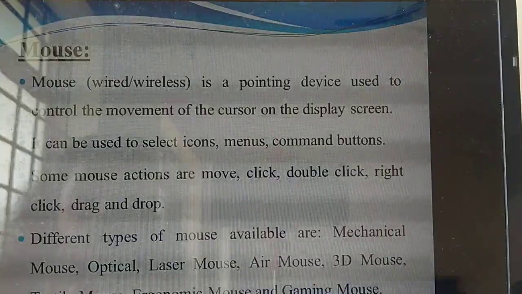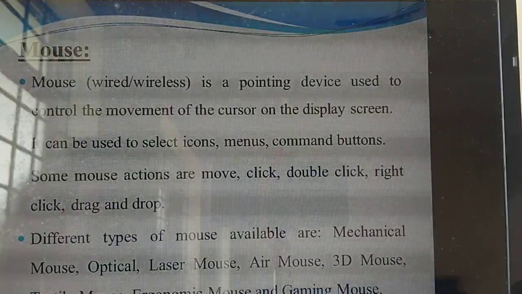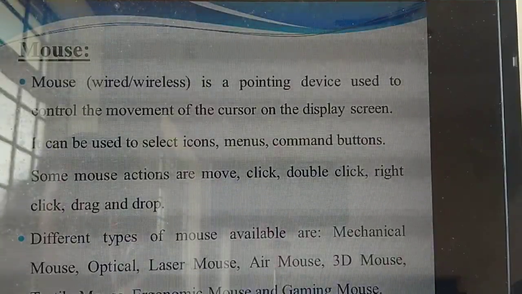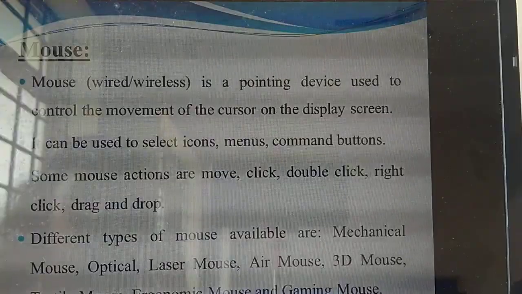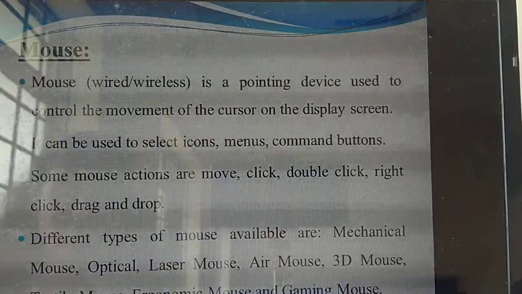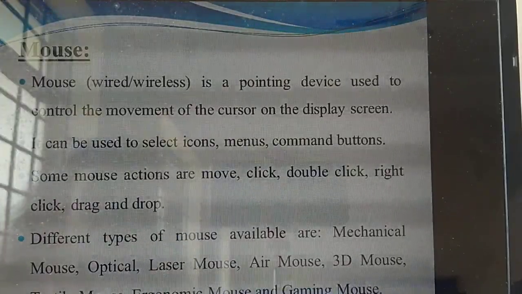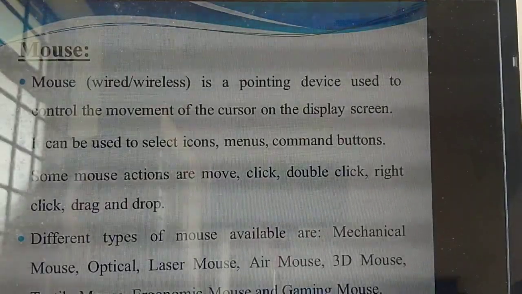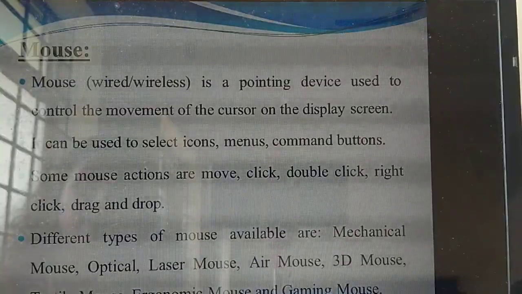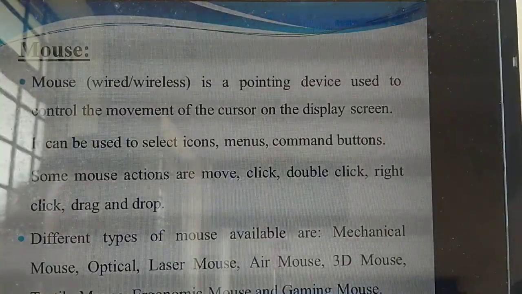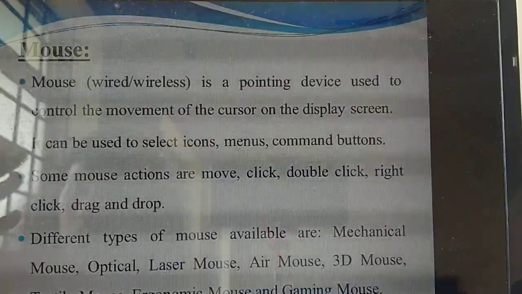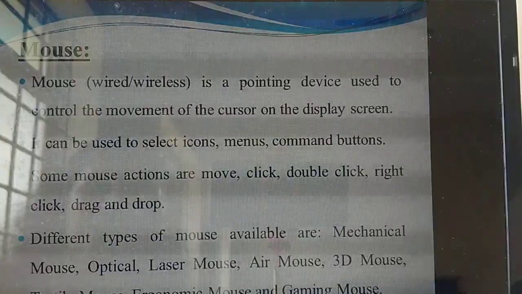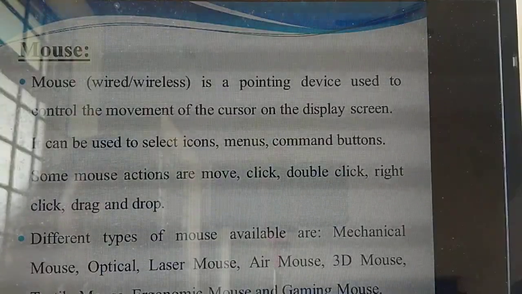It is used to control the movement of the cursor displayed on the screen. What's the use of the mouse? Pointing device. You need to control the movements. By using this mouse, you can drag and move here and there, isn't it? So using this mouse, you control the movement of the cursor displayed on the screen. Next, using the mouse, you can select icons. Without a mouse, can we select all the things? No. So using this mouse, you can select icons, menus and all the command buttons.